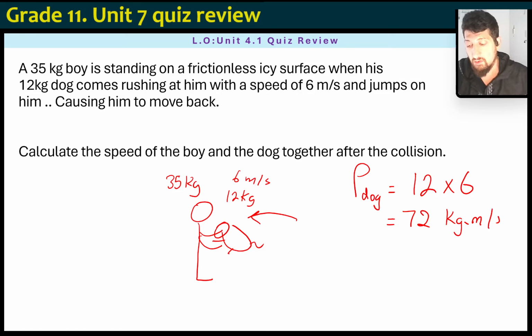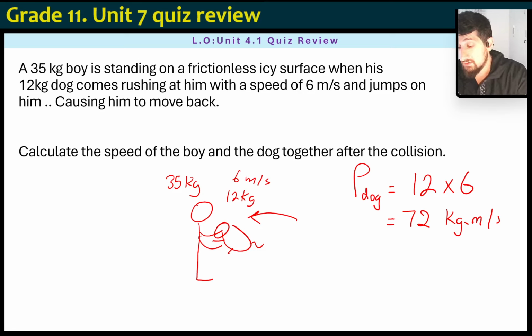Okay? Now that is going to be the total momentum after. Even though that was the initial momentum for the dog alone, the boy didn't have any momentum. So the total momentum before was 72, because the dog and the boy together equal 72. The boy wasn't even moving, it was 0. So it was 72. After, it's also going to be 72. So we know that the momentum of the boy and the dog combined, that means 35 plus 12, so 47, times a certain velocity is going to equal 72.